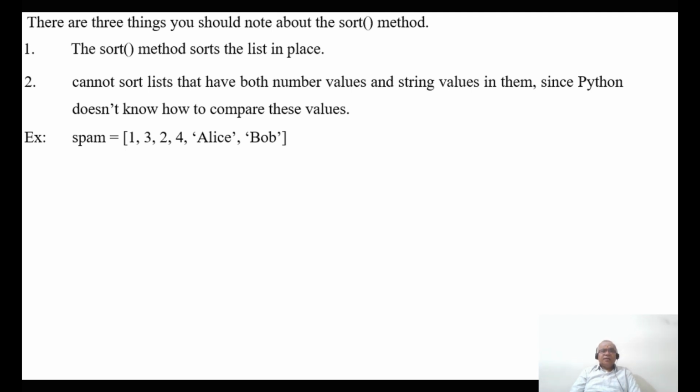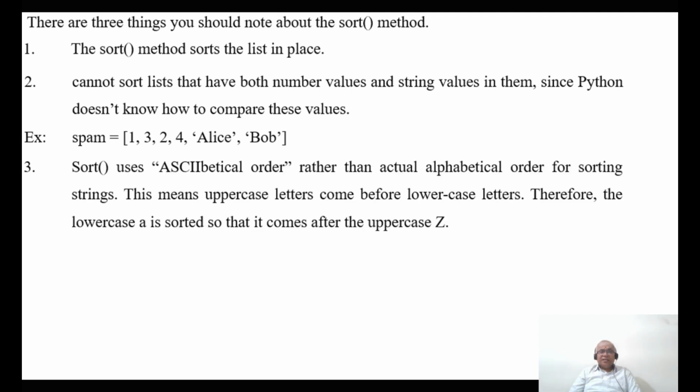For example, if I say spam is equal to 1, 3, 2, 4, then 'Alice' and 'Bob'. 1, 3, 2, 4 are the number values, and 'Alice' and 'Bob' are the string values. These values of the list are contained in a spam variable. Since you have both different types, one is a number, that is an integer, and the other one is a string value.